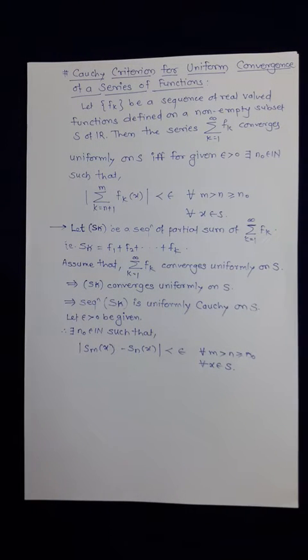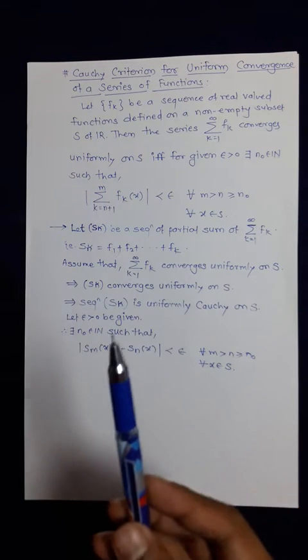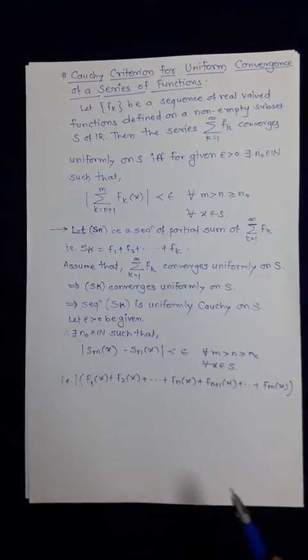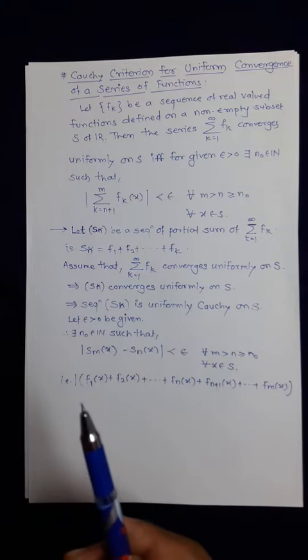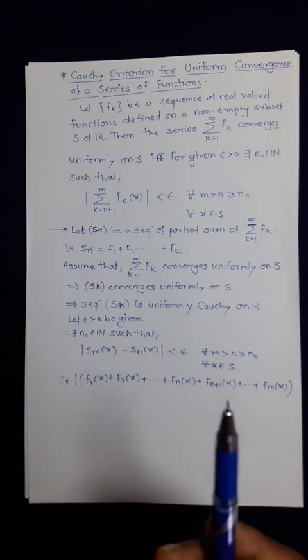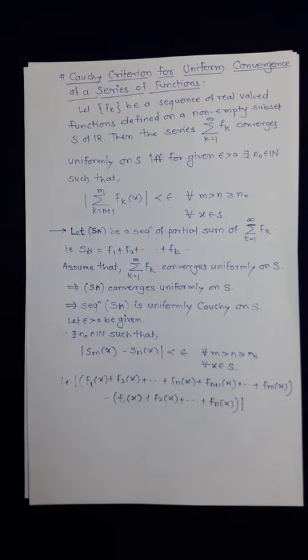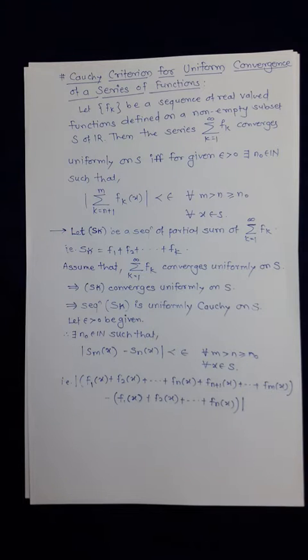Now I will put in the value of Sm of x. What is Sm of x? Sk means f1, f2 and so on up to fk, so Sm is obviously f1, f2 and so on up to fm. As n is less than m, when you write f1 to fm, there will be fn between them. Minus, I will put in the value of Sn of x, which is obviously f1, f2 and so on up to fn. And this is less than epsilon.